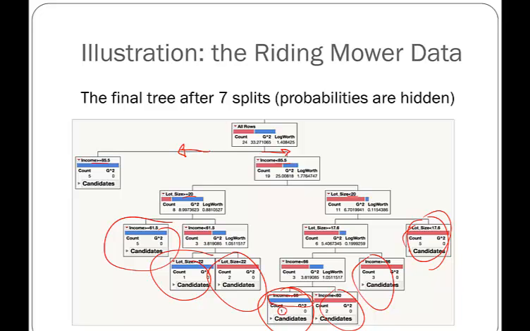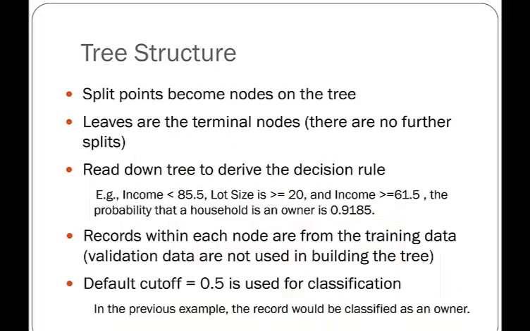classified as owners. So we use the notion of a tree because we have split points become the nodes on the tree, and whenever we have a terminal node, that means that we have a leaf and there's no further splits.